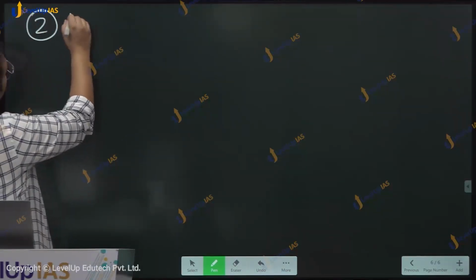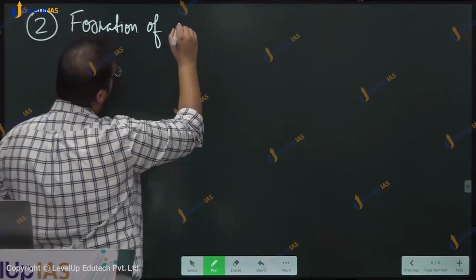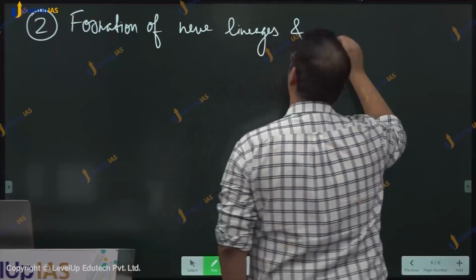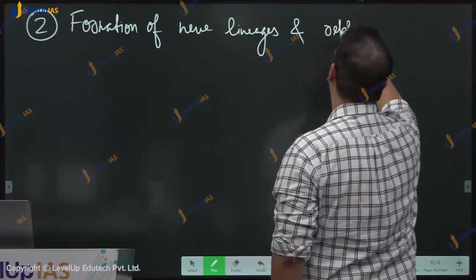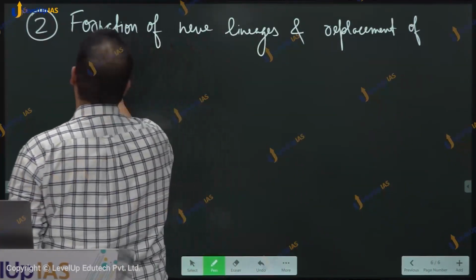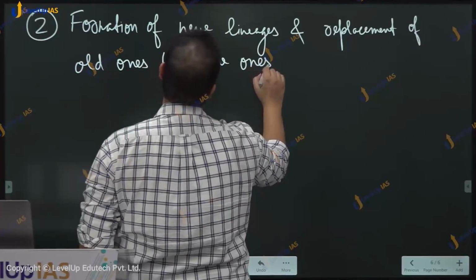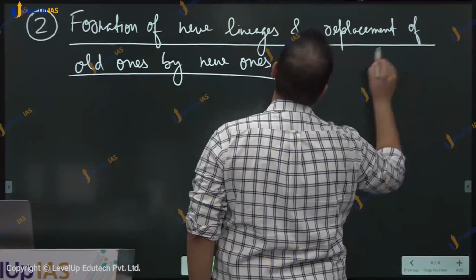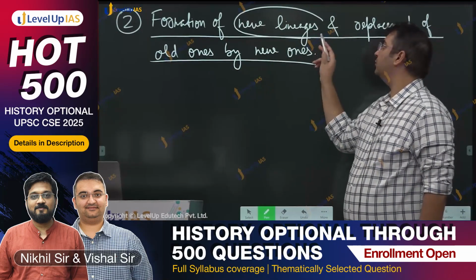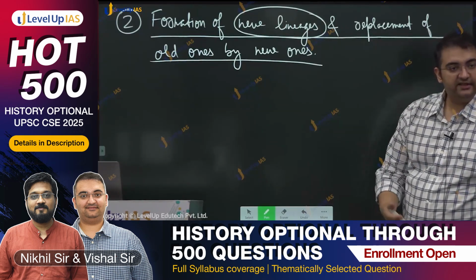the formation of new lineages and replacement of old ones by new ones. Formation of new lineages, how do you think this was happening? नए राजपूत lineages कैसे इमर्ज हो रहे थे?